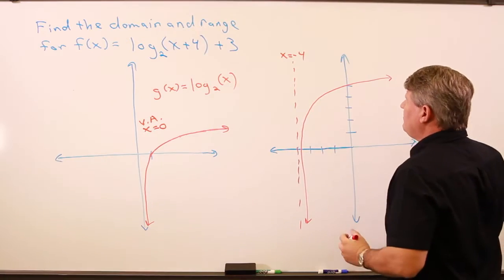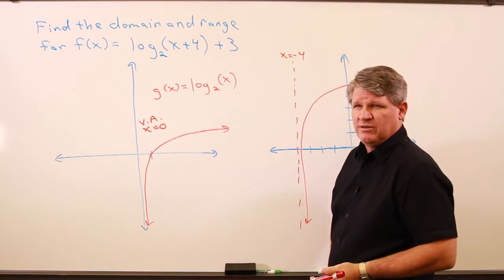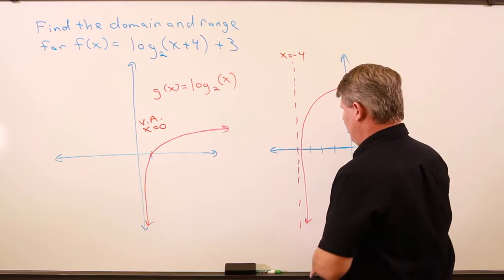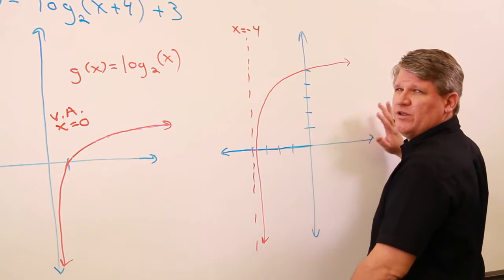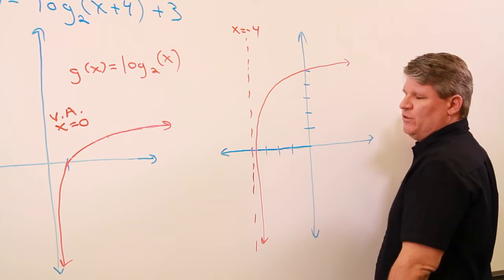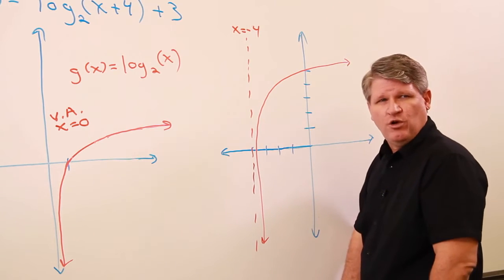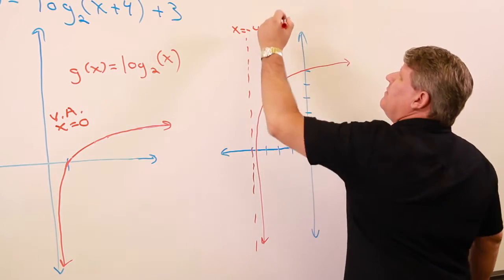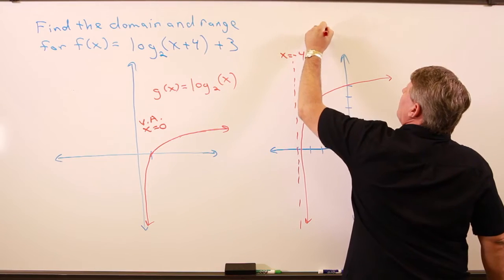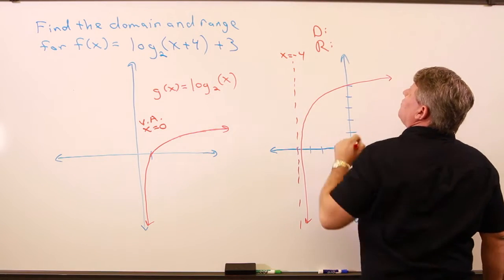Now, remember, the domain of a function, when you're looking at a graph, is found by taking the x-coordinate of the leftmost point to the x-coordinate of the rightmost point, and the range is the y-coordinate of the lowest point to the y-coordinate of the highest point. So, looking at our graph, let's find our domain and range.